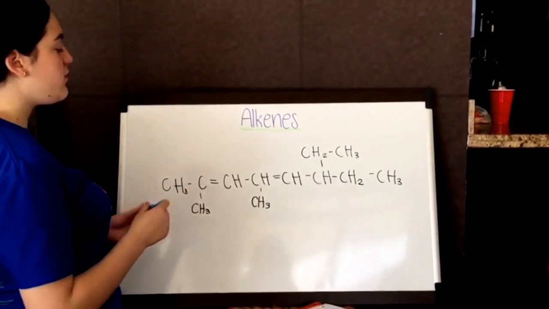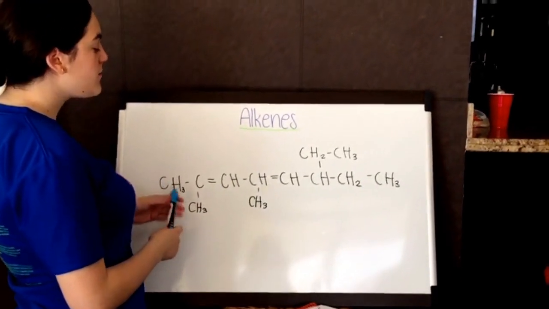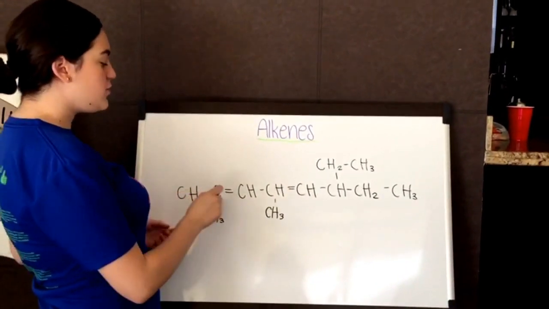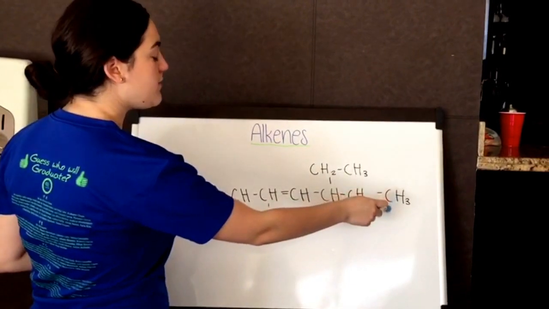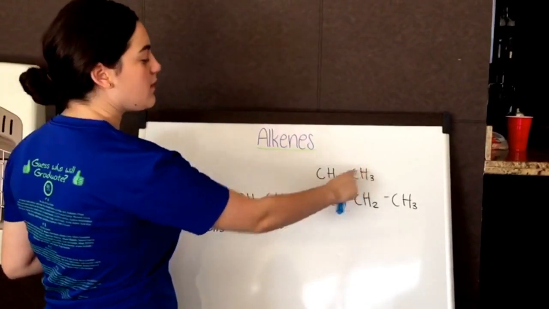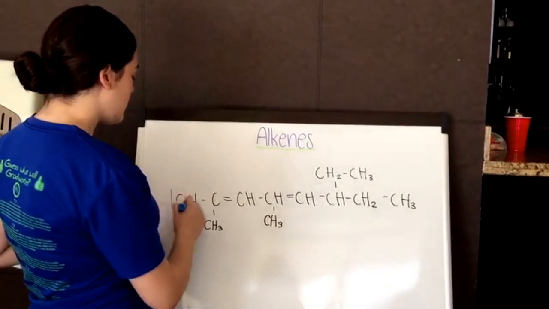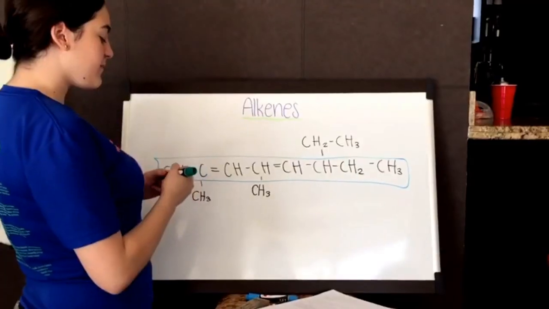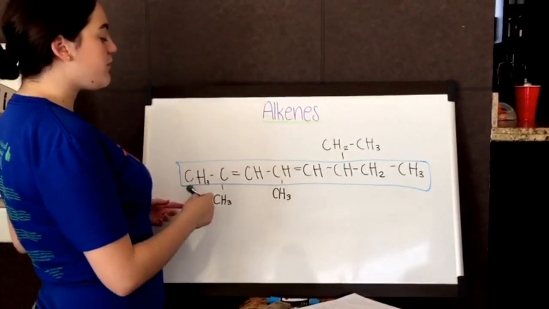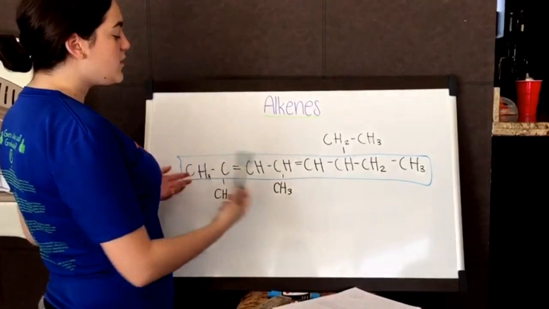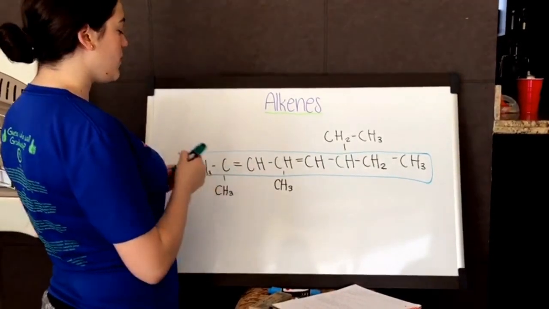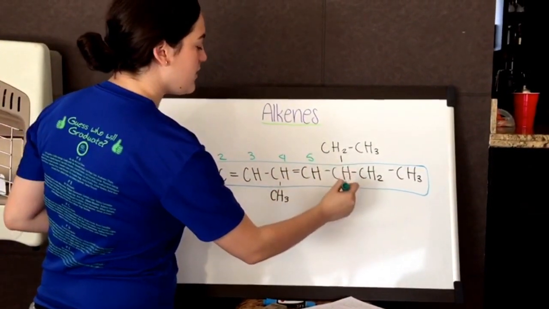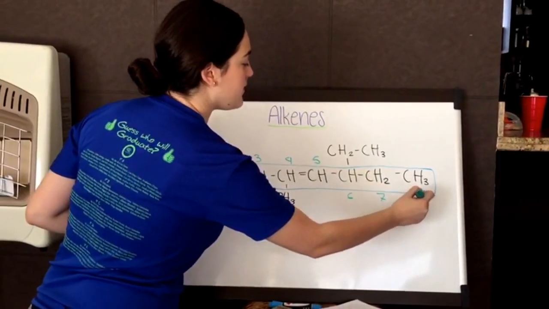So first, we have to identify the longest chain, including the double bond. So here we have the 2 double bonds. So we start counting 1, 2, 3, 4, 5, 6, 7, 8. And if we choose this one, they are also 8 carbons. So we can do this one. Then we have to number the carbons from the end closest to the double bond. So here is the first double bond. So it's 1, 2, 3, 4, 5, 6, 7, and 8.